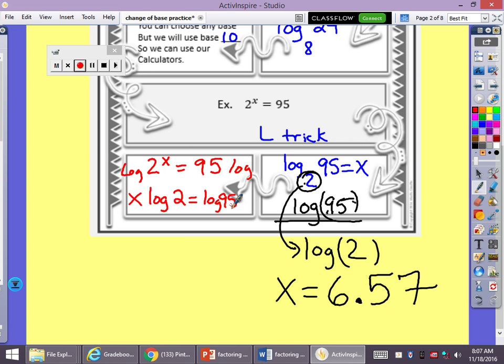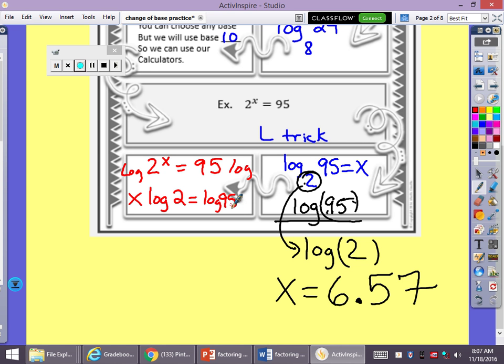If there's no power that I can raise 2 to easily to get 95, it's going to be a decimal. It would work even if this was 2 to the x equals 8; this strategy would work if you couldn't think of what x should be. Okay, but we typically use it if we can't rewrite.